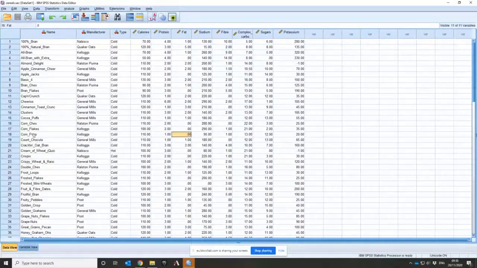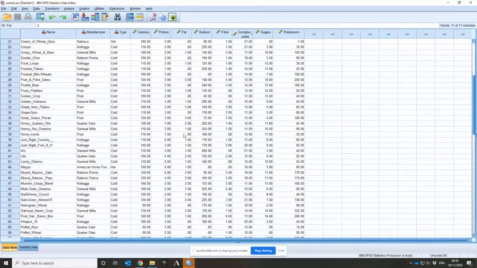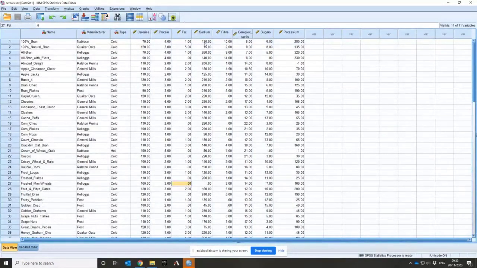There's quite a lot of zeros. I was looking at Count Chocula and thinking, if that's got 0 fat, then I'm beginning to think that's a bit dodgy. Corn Pops, why would they have fat? It's almost solidly carbohydrate. Frosted Wheats. Right, so we're happy about the numbers there.